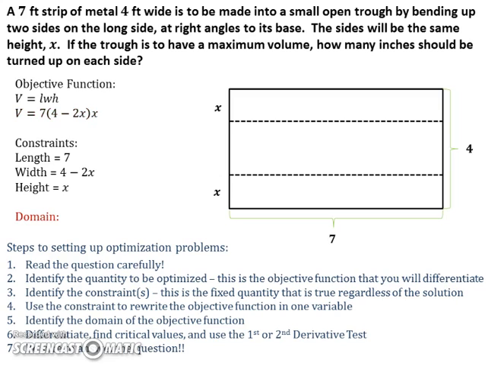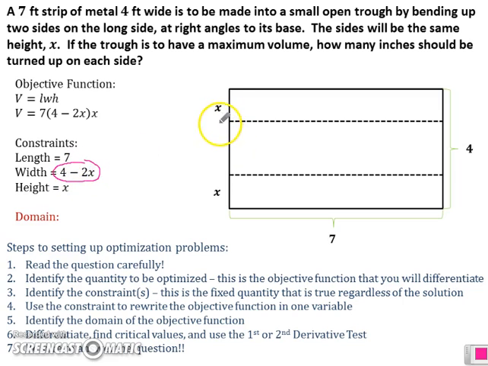Okay, let's talk about the domain now, because we have to think about feasible situations for x. Like x is the height of a trough here, so it can't be negative. And the lowest it could be is 0, because if x was 0, then there is no height, so it's still flat. So we can start it at 0, but then let's look at this situation.